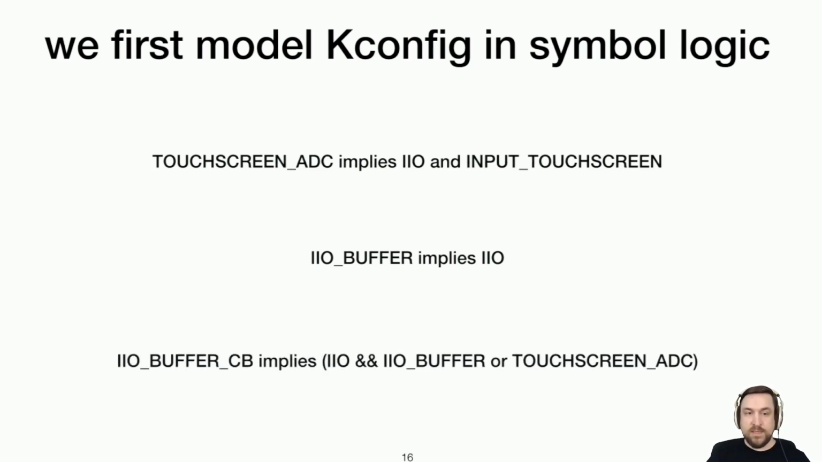So we model this by saying that if IIO buffer CB was enabled, then that must have meant that either IIO buffer and IIO buffer were both enabled, its direct dependencies, or its reverse dependency, touchscreen ADC, which has a select for it. And both could also be true as well.